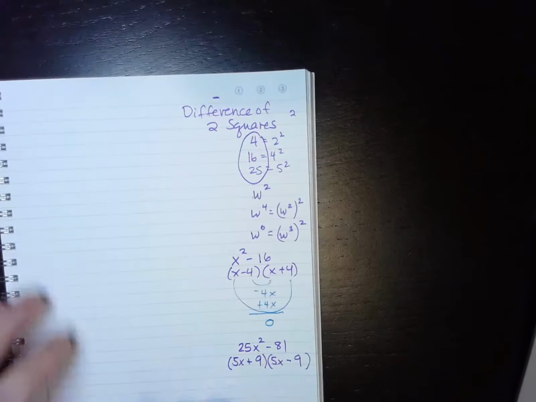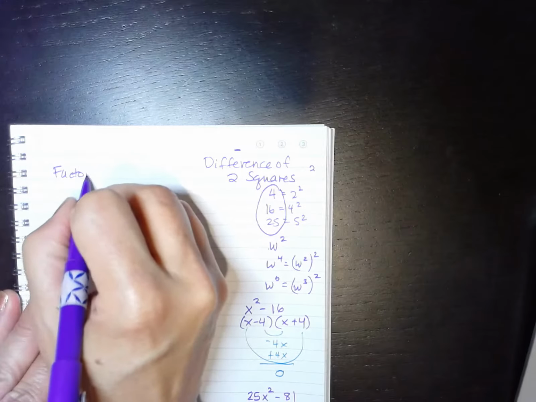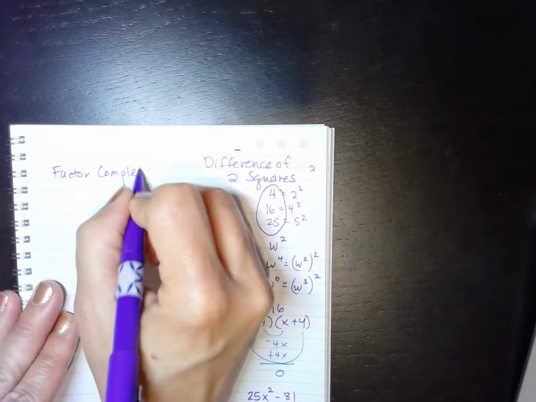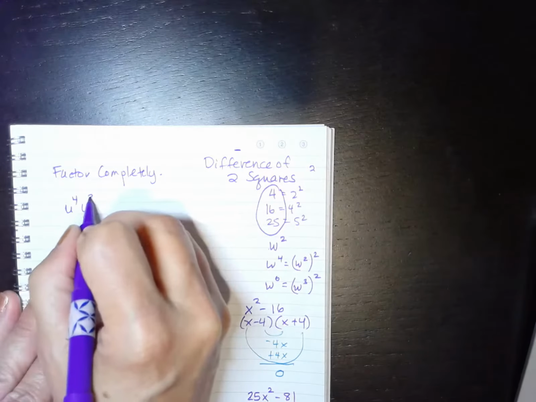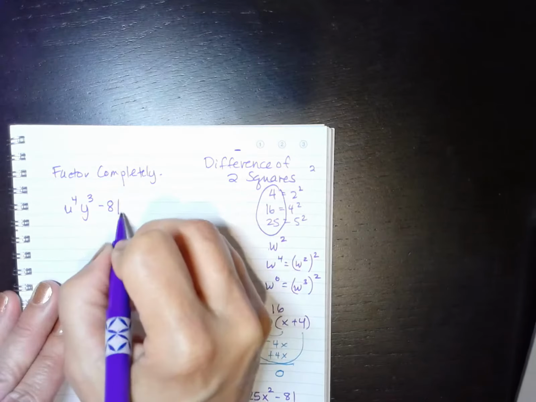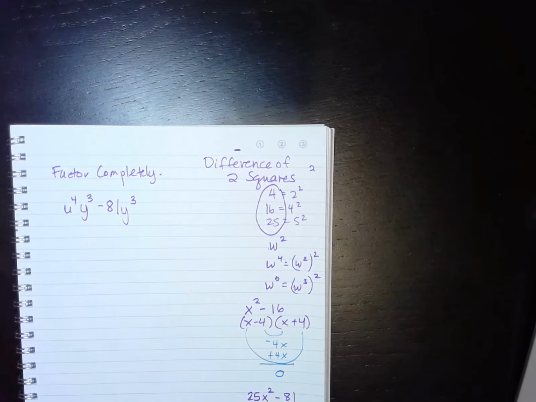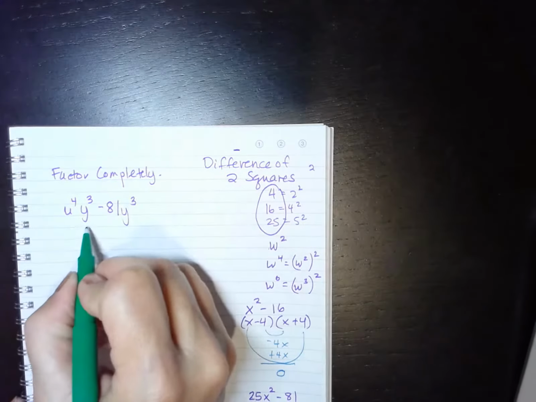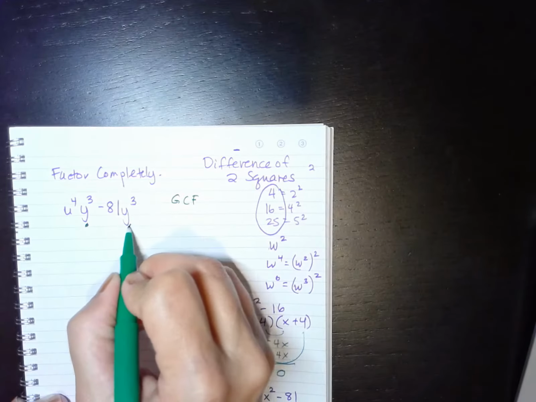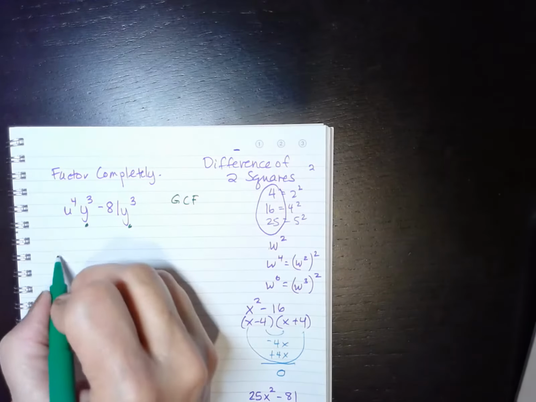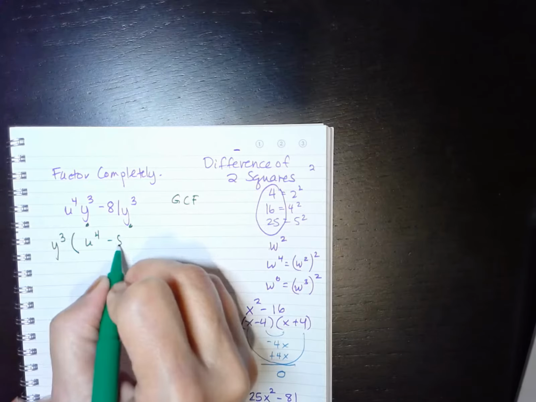Okay? So let's look at a more complex problem. We are going to factor completely. That's the verbiage you're going to see. Factor completely: u to the fourth, y to the third, minus 81, y to the third. This one's got a lot of stuff going on. Because first off, you see a GCF, because you've got a y to the third and a y to the third. So we have to factor the GCF out first.